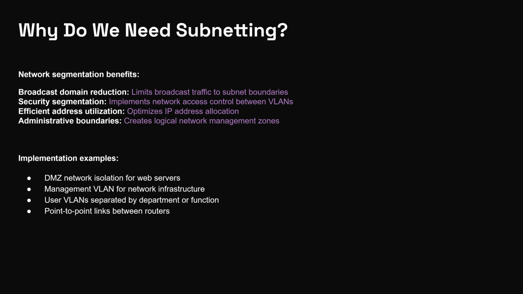Administrative boundaries: it creates logical network management zones. So often enterprise networks will have what are called their management subnets, their data center subnets, their cloud subnets, and it'll all make more sense. Implementation examples: the DMZ network isolation for web servers, management VLAN for network infrastructure, user VLANs separated by department or function, and point-to-point links between routers. You can move on to the next slide, Mohammed.